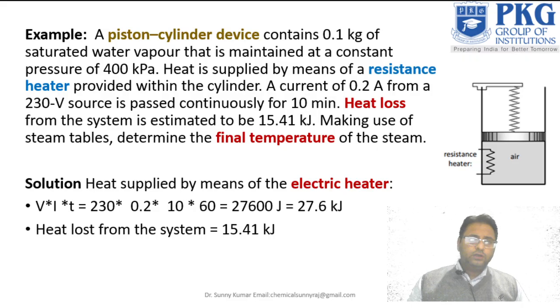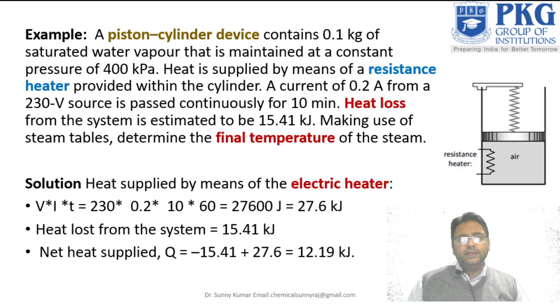So the heat loss from the system, which is already given, is 15.41 kilojoule. So when you reduce, this is the heat loss. The net heat supplied is 27.6 minus 15.41, which is 12.19 kilojoule, which is used for the system. This heat is used for the system.